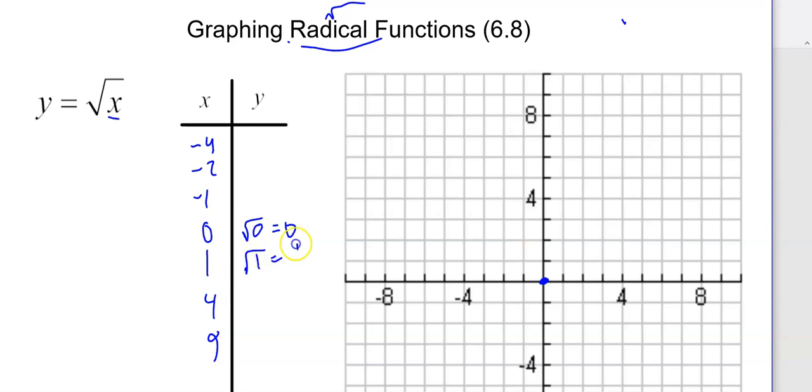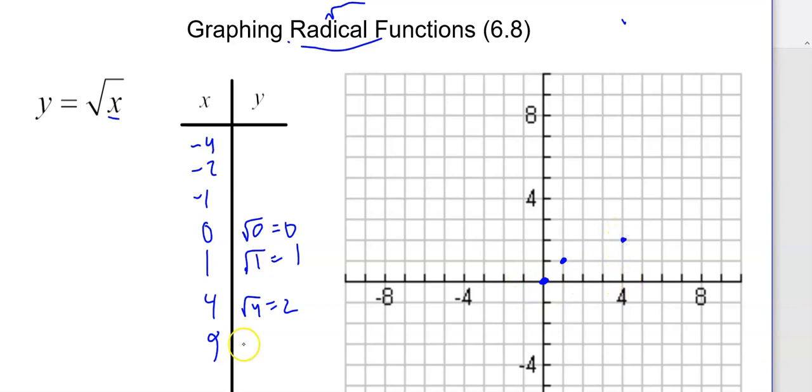Square root of 1 is 1. So (1, 1) is a point on this graph. Those are easy points to remember. A lot of our parent graphs have those same 2 points. Square root of 4 is 2. So that's a little different. With a parabola, it's (2, 4), but with a radical or square root function, this is (4, 2).